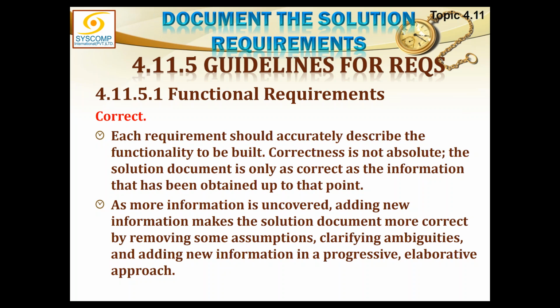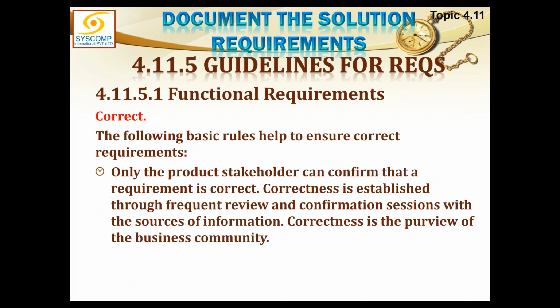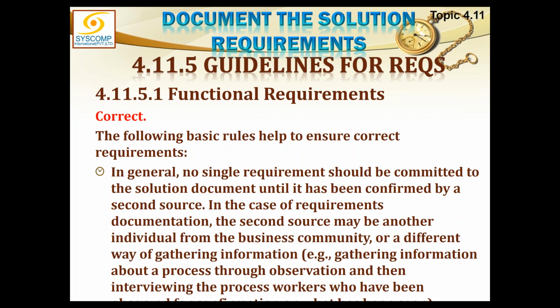As more information is uncovered, adding new information makes the solution document more correct by removing some assumptions, clarifying ambiguities, and adding new information in a progressive elaborative approach. The following basic rules help to ensure correct requirements. Only the product stakeholder can confirm that a requirement is correct. Correctness is established through frequent review and confirmation sessions with the sources of information. Correctness is the purview of the business community.